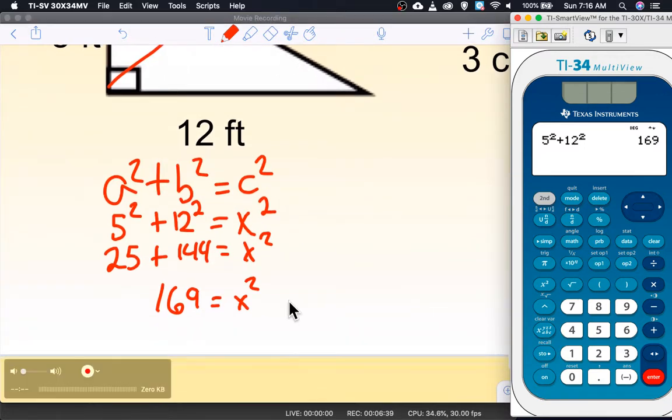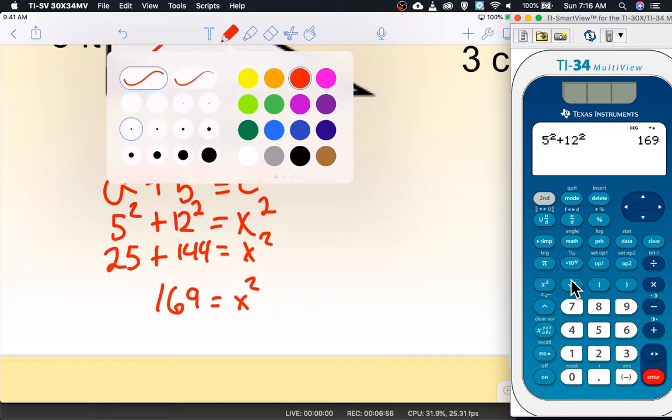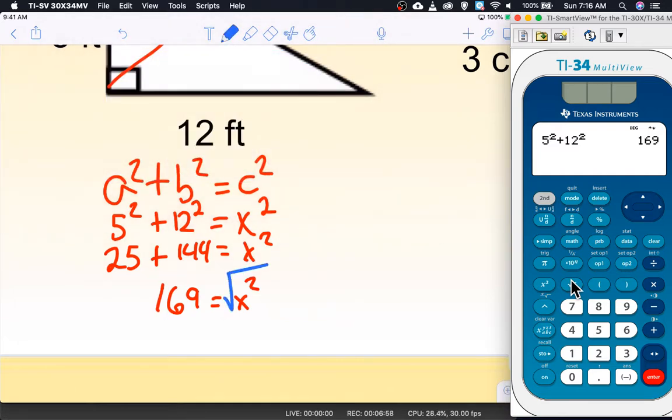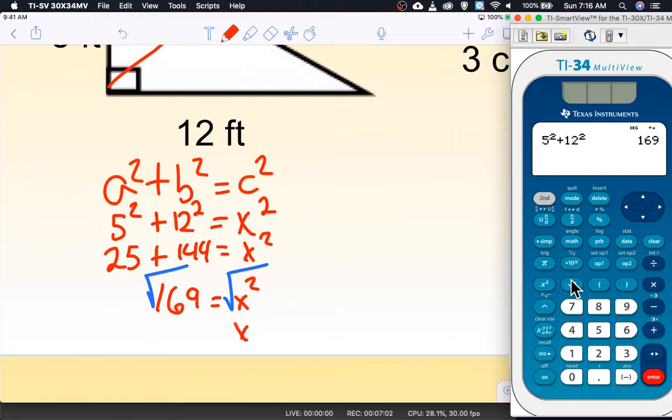And then, well, how do we solve this? How do we get this x squared to be just plain old x? We did this a long time ago. Do you remember? It's this right here. It's square root. If we square root both sides, we're going to get x equals.